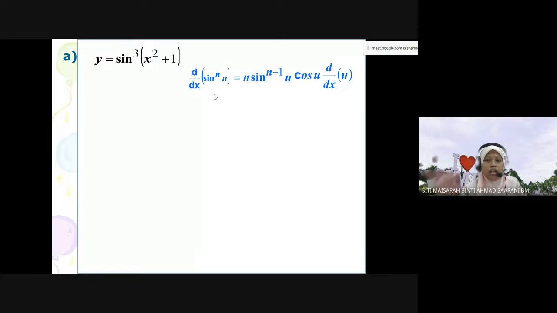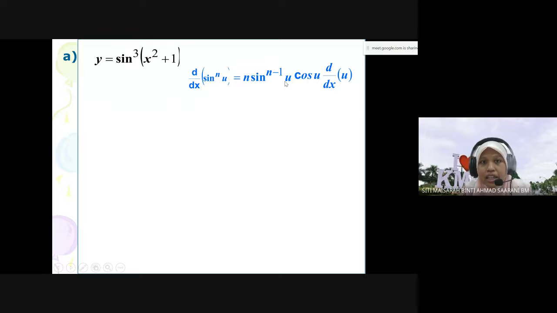Okay. So kalau kita tengok dia punya rule, for this case we have y equals sin cube of x square plus 1. So we can apply the rule: sin u to the power of n is n sin^(n-1) u cos u, differentiate u with respect to x. Okay, kat sini kita ada 4 semuanya lah. Yang first kita bawa turun dia punya kuasa. So n kat depan ni adalah kuasa dia. Lepas tu kuasa dia kita tolak 1.